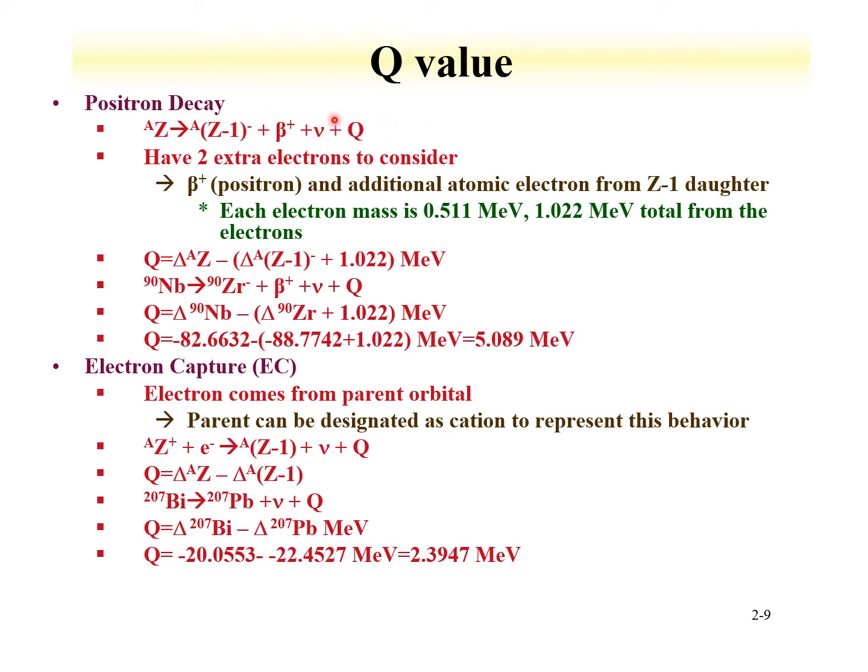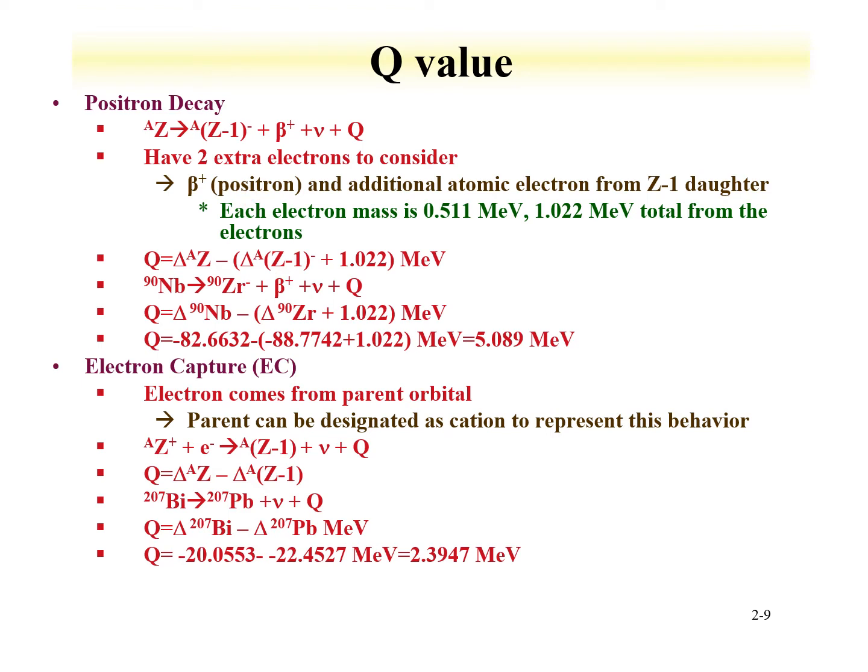So let's consider the Q value. Now, fundamentally, we have two extra electrons to consider. I have this atom that decays. I've taken a proton and converted it to a neutron. So this atom has an excess electron. This positron that comes out, we'll also treat as an electron. So we have two extra electrons to consider: the positron and an additional electron from the daughter.